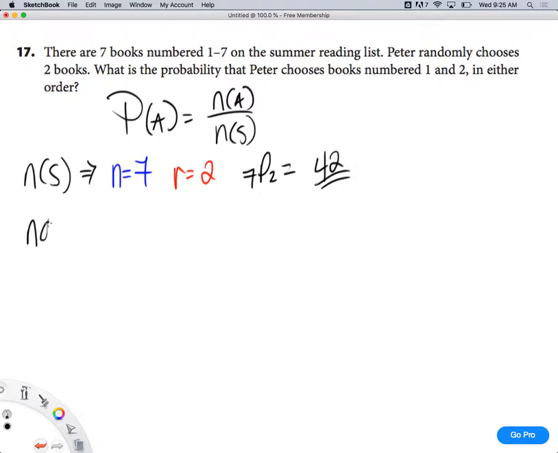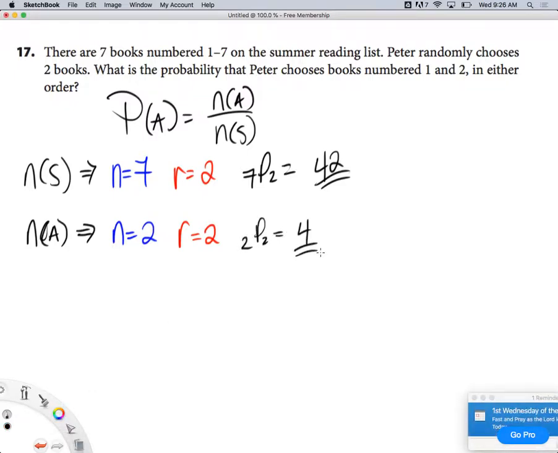Now, NA. In this case, I'm choosing the books numbered 1 and 2 in either order. So now, how many books am I interested in? 2 books. How many books am I choosing? 2. Still just choosing the 2. So it's 2P2, which is just 2.